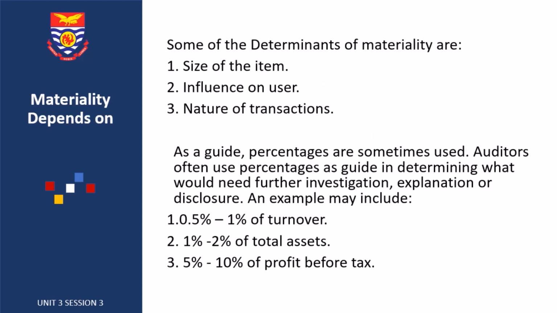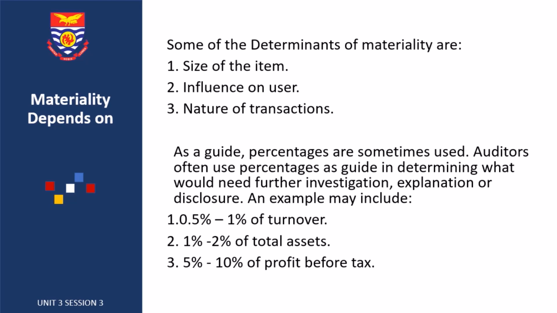Now, materiality, as we said, depends on certain factors. Some of these determinants of materiality are the size of the item, the influence on the user, and the nature of transactions, as I mentioned earlier. Now, as a guide, percentages are sometimes used. So auditors often use percentages as a guide and determine what would need further investigation, explanation, or disclosure.